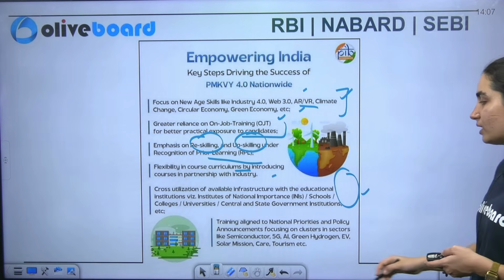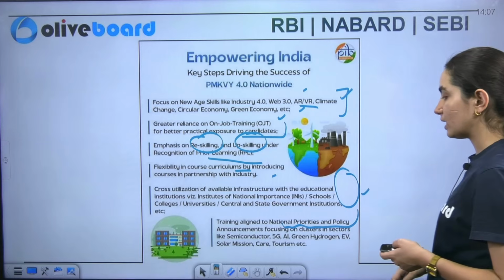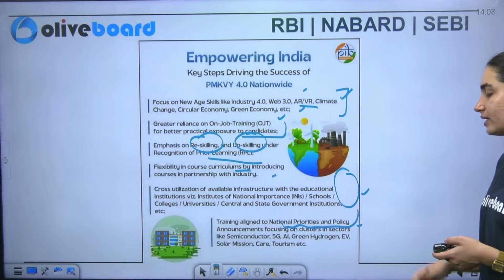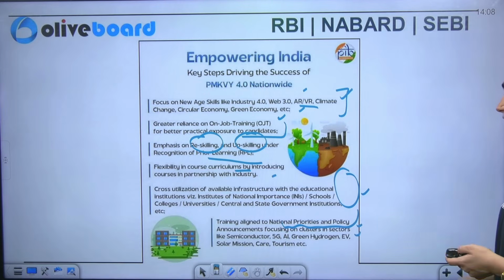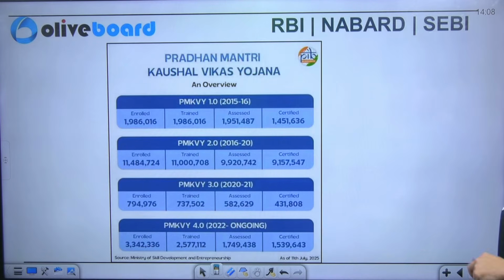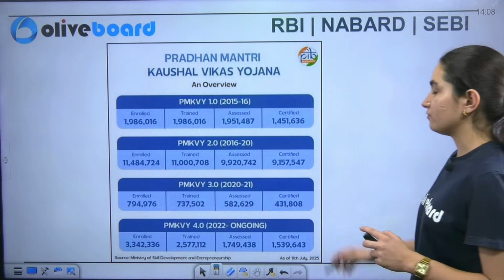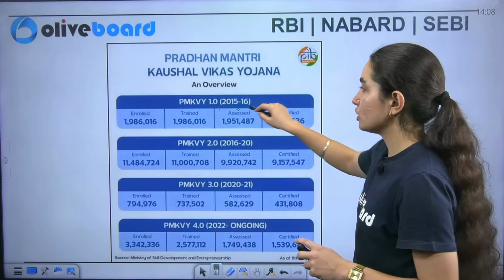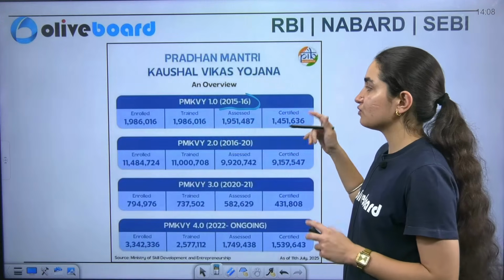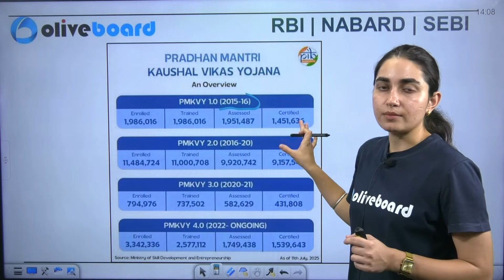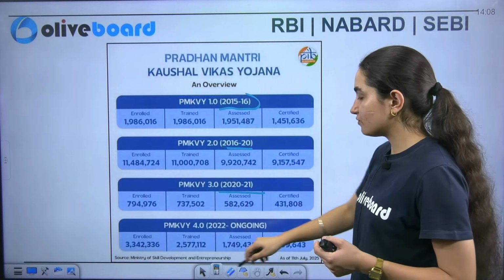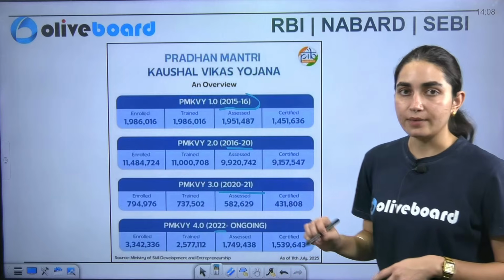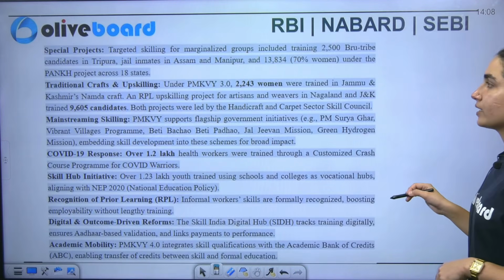areas. Training will be aligned with the national priority and policy announcements focusing on the cluster sector, like semiconductor we have, 5G we have, then we have AI, then we have this green hydrogen EV and the other areas also. Okay, now this is about the crux, as in what it has achieved. PM Kaushal Yojana 1.0, what it has achieved. These are the numbers which I've already told you. You can just decode it by yourself also. 2.0 में हमने क्या achieve करा, 3.0 में क्या achieve करा और 4.0 में हम क्या achieve कर रहे हैं. Okay, so this is what you need to get through this.